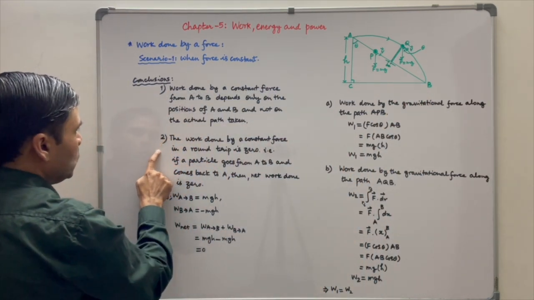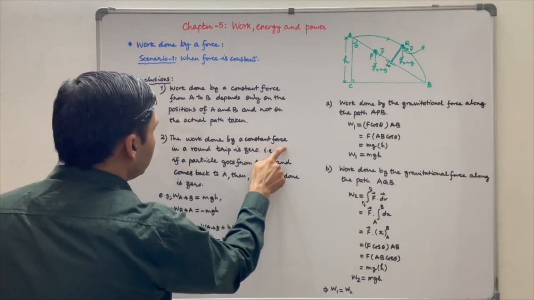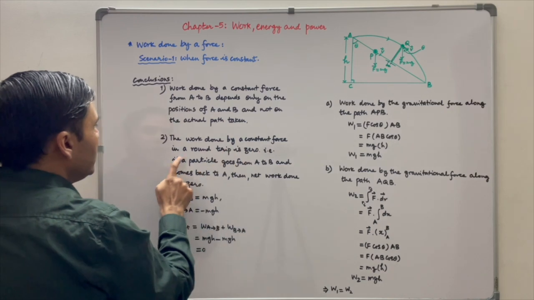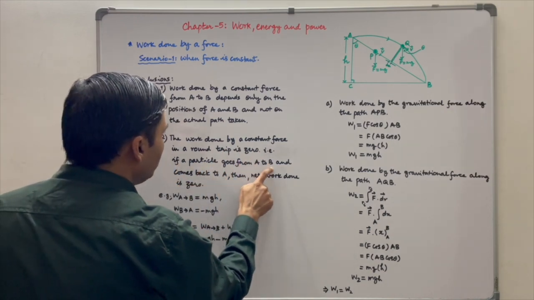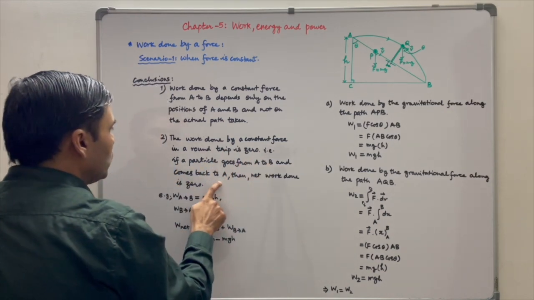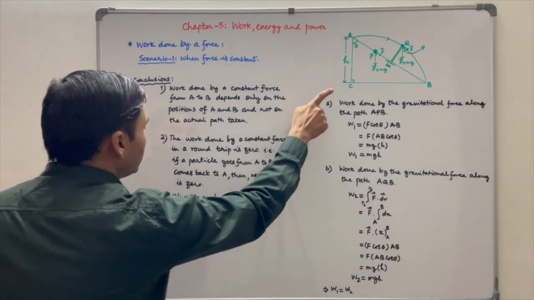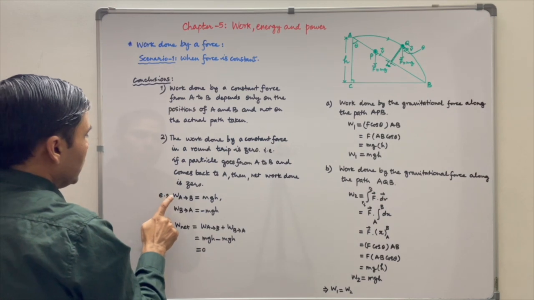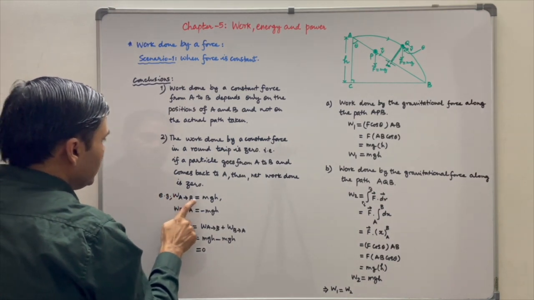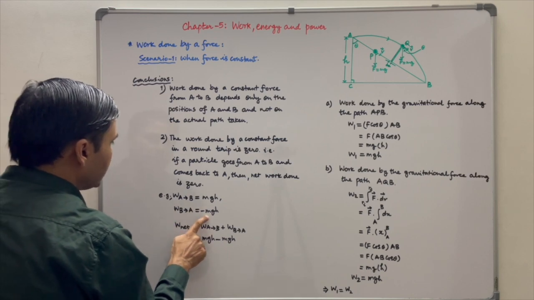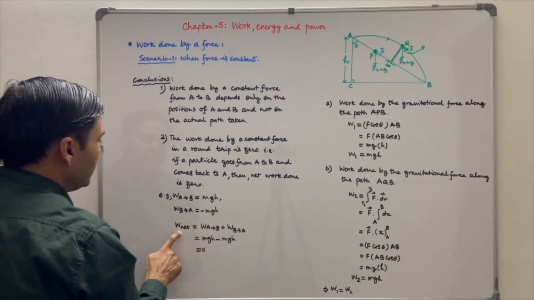Conclusion number 2. The work done by a constant force in a round trip is 0. That is, if a particle goes from A to B and then comes back to A, then net work done is 0. So in this example, if work done from A to B is mgh, then work done from B to A will be minus mgh. So net work done is 0.